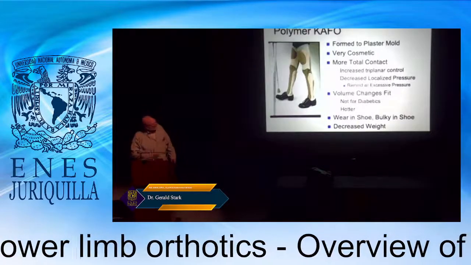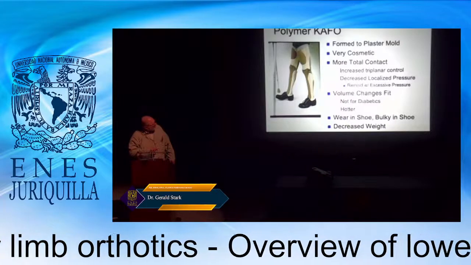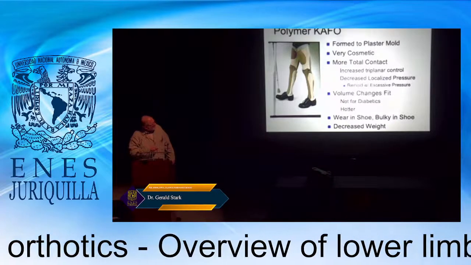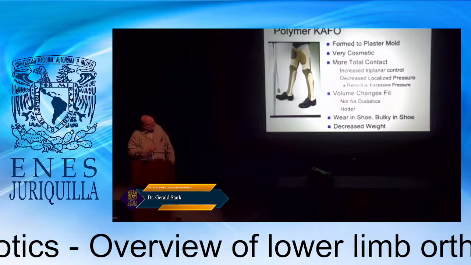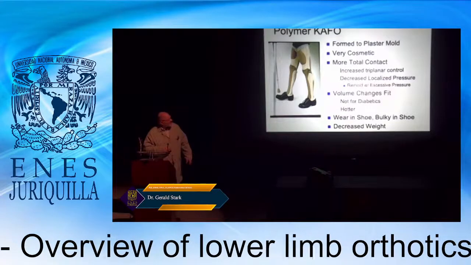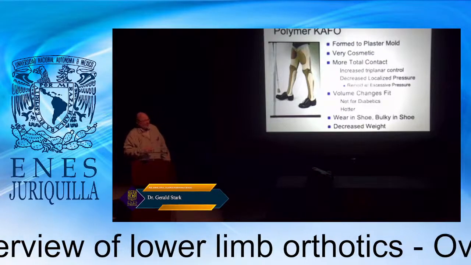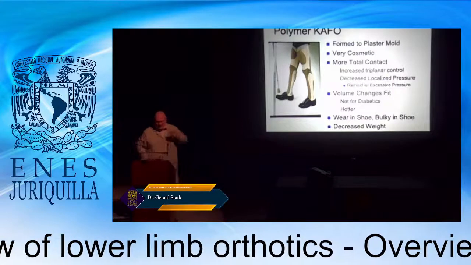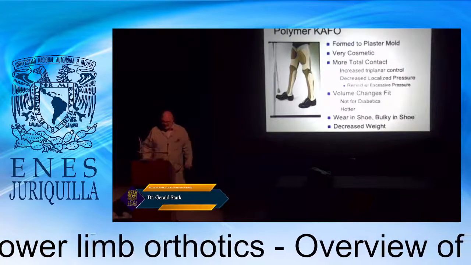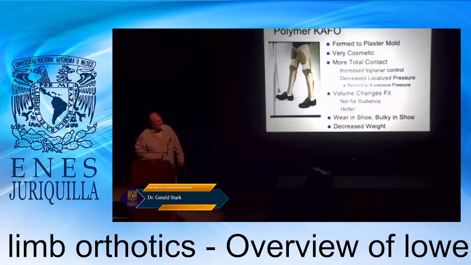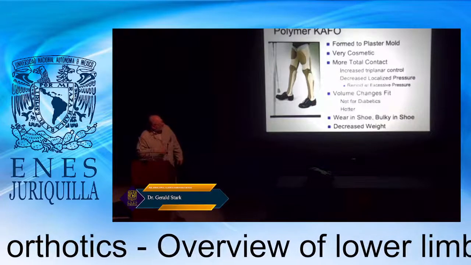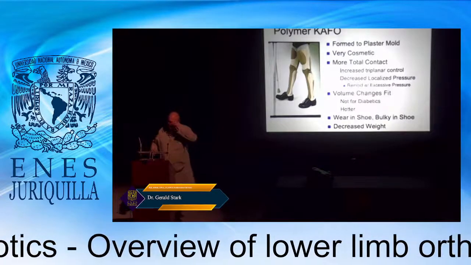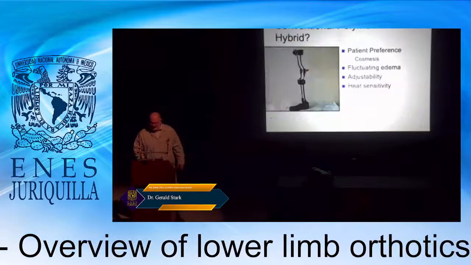Whereas a polymer KFO looks more cosmetic, this one has anterior position thigh cuffs, and this is to help the knee be kept in extension. And there's increased triplanar control because even if the plastic is weaker, because there are so many points of contact or pressure gradients, it controls their positioning.